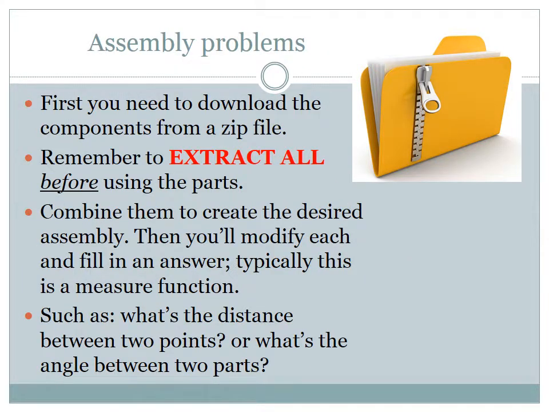To build an assembly in the CSWA, you'll first need to download the components from a zip file SOLIDWORKS provides. Remember to extract all before using the parts. Combine them to create the desired assembly. Then you'll modify each and fill in an answer. Typically, this is a measure function, such as what's the distance between 2 points, or what's the angle between 2 parts.